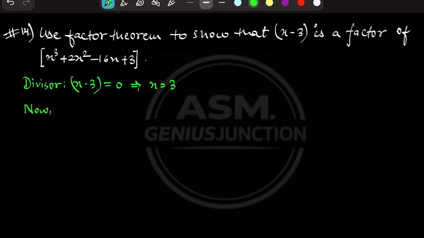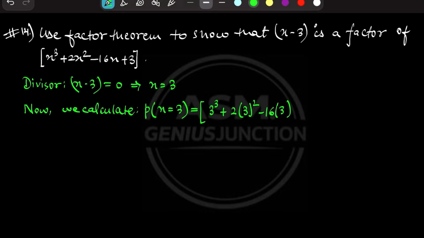Now we calculate the polynomial with x equals 3. So we will substitute x equals 3 in the complete polynomial and we are going to get 3 raised to the power 3 added to 2 times 3 raised to the power 2 minus 16 times 3 added to 3. On solving this, 3 raised to the power 3 gives me 27. 3 raised to the power 2 is 9, 9 times 2 is 18, minus 16 times 3 is 48, plus 3, right?